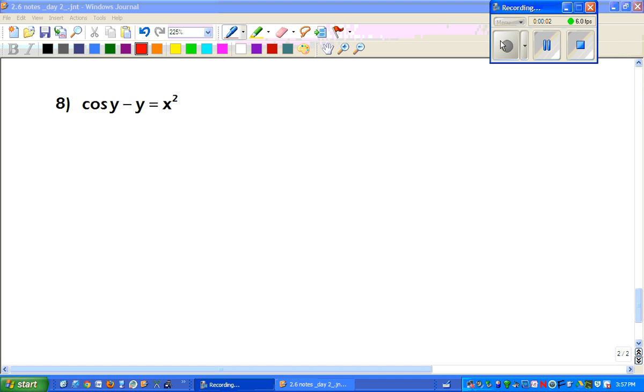Before we do number 8, I'm going to make a slight change to the problem to make our answer come out a little bit more manageable. I'm going to make this minus x instead of minus y. So go ahead and change that before we get started.